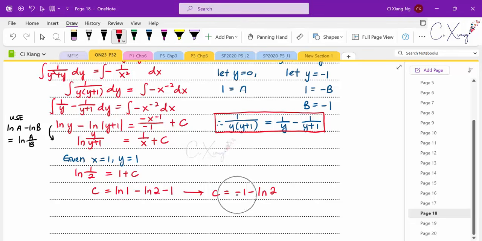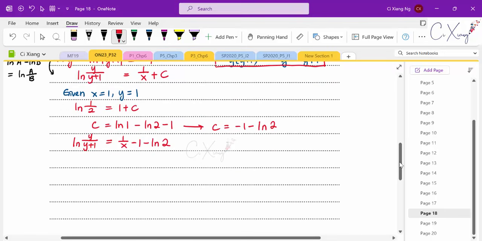So I will keep the minus 1 in front so that you won't feel confused when you see this one. Okay, some students might misunderstand that the negative 1 is inside the ln, where it is not. The negative 1 here is outside the ln, basically. Okay, then if I try to rewrite my equation again, this is my solution. So I'm having ln y over y plus 1 equals to 1 over x, then minus 1 minus ln 2.